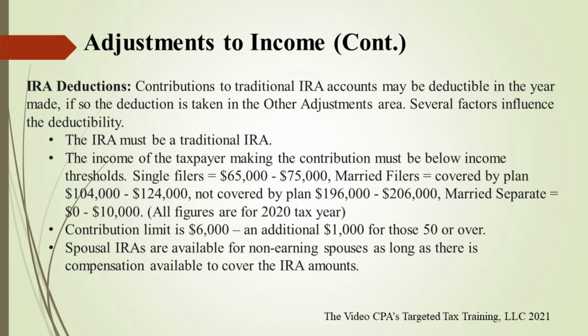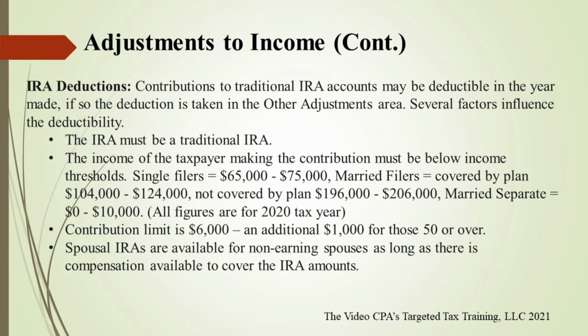And I didn't put in single filers, but they can go up higher as well. If you're filing married filing separately, if you've made more than $10,000, you're not going to get a deduction at all for this stuff.